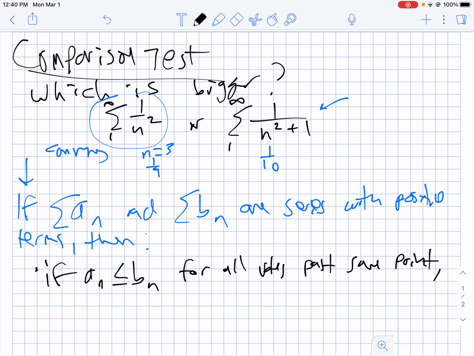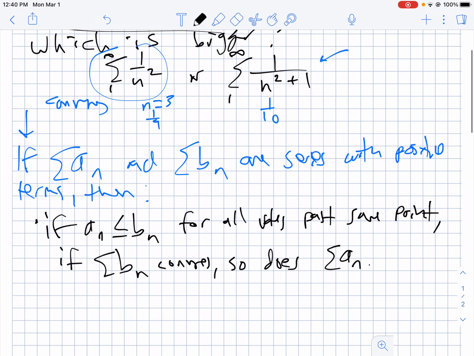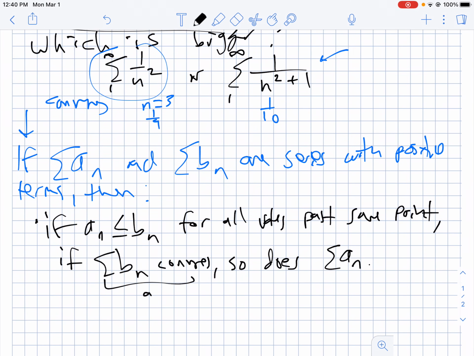so if a sub n is always smaller than or equal to b sub n for all n values past some point, then we know that if the series b sub n converges, then so does the series of a sub n. Okay, so this is saying if b sub n converges, meaning it adds to a number, then if you have something that's even smaller than that, like your a sub n is smaller, then this will also add to a number, right? Because if it's smaller, how could it go to infinity?